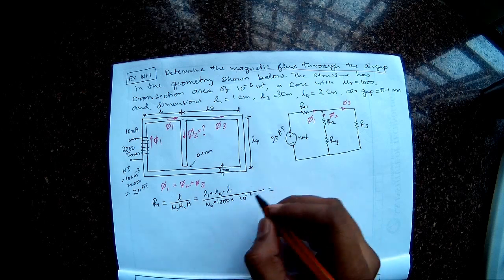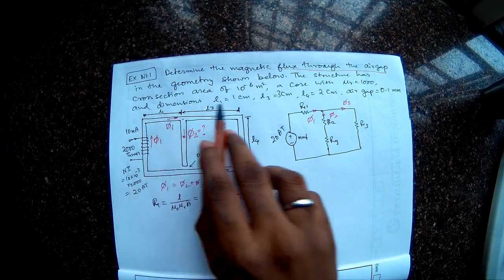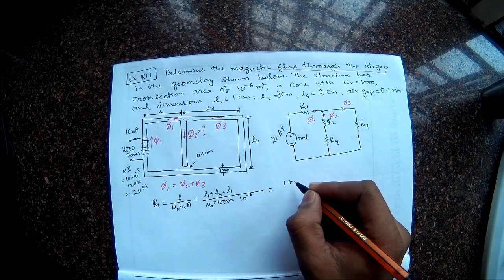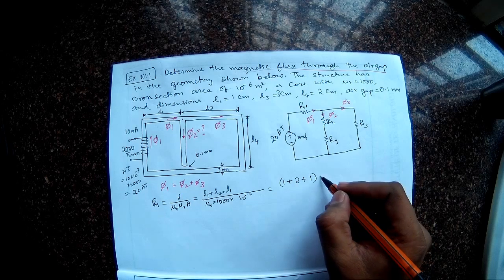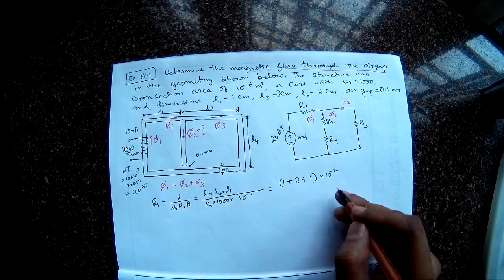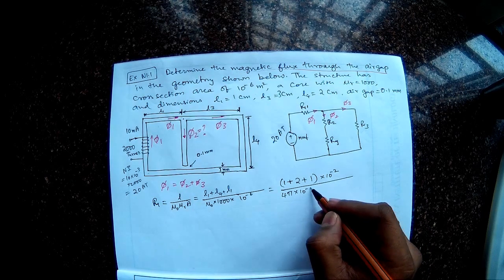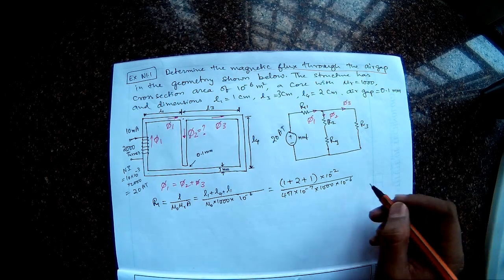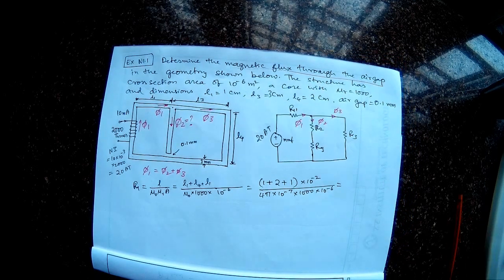Let's substitute the values. The area is 10 power minus 6 in meter square. L1, L4 and L1: L1 is 1 centimeter, plus L4 is 2 centimeters, plus again 1 centimeter. This whole thing is in centimeters, so 10 power minus 2 will convert it into meters. Divided by mu naught, which is 4 pi into 10 power minus 7, into 1000 which is mu r, into 10 power minus 6, the area. From this let's calculate the reluctance. Let me get the calculator.